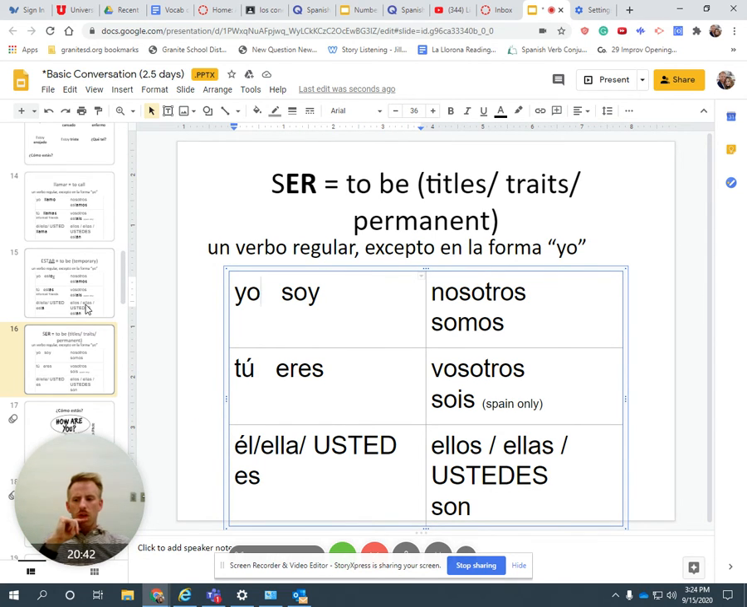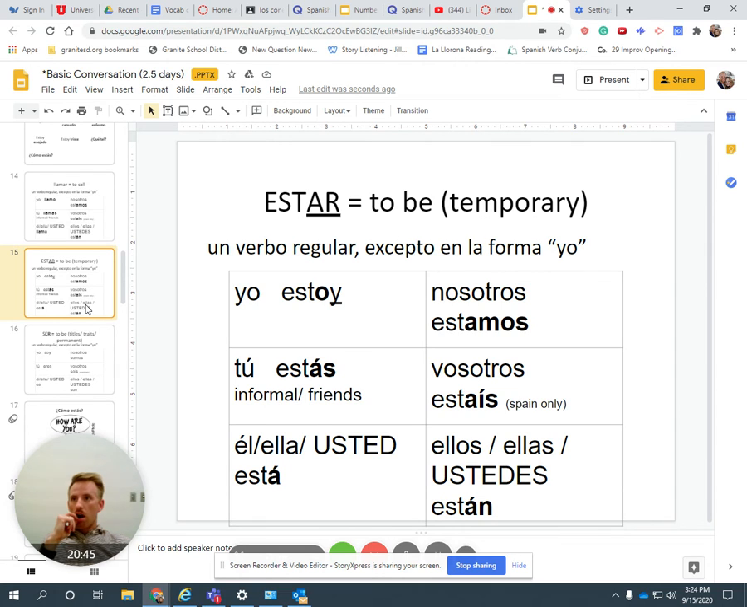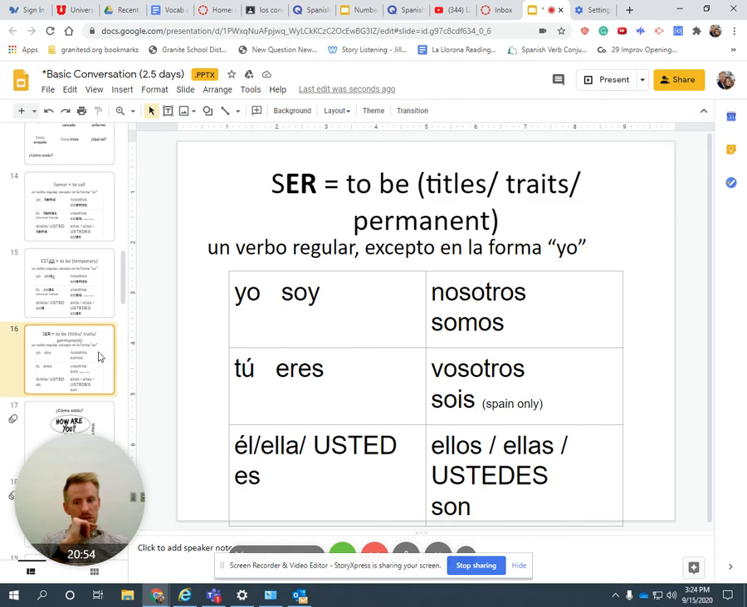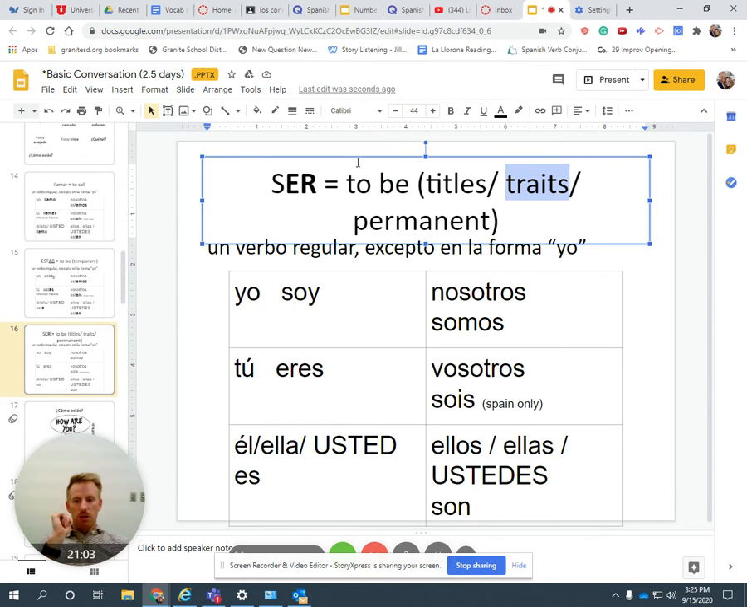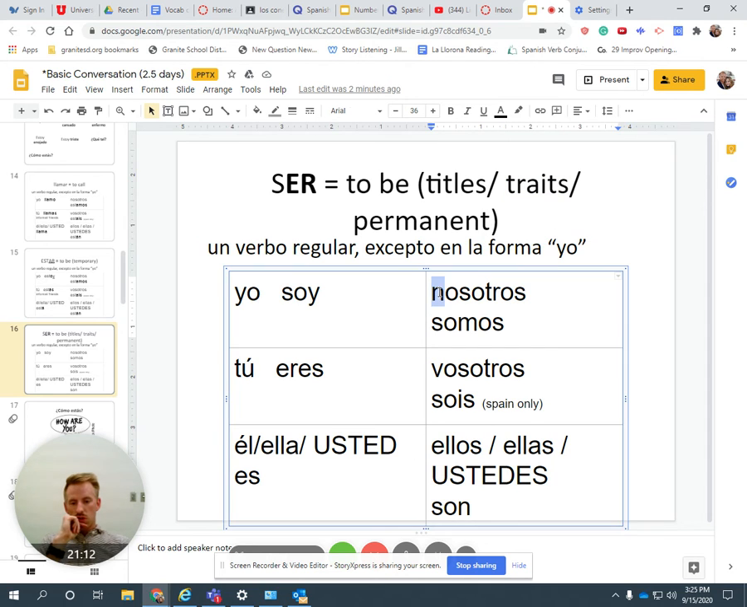If I wanted to say, we are tall, would I use estar? Would I use ser? Creo que es obvio. Es obvio, sí. Ser. Voy a usar ser. It's a trait. And now that you know it's ser, which one would I use for we are tall? Guess it. Say it out loud. Nosotros, oh, I'll tell you first. Tall is alto. And since it's plural people, we're actually going to say altos. Nosotros somos altos. We are tall.